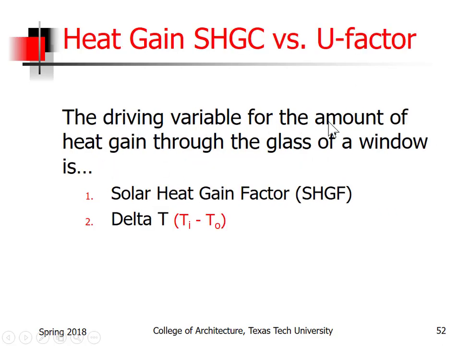The driving variable for the amount of heat gain through the glass of the window is, okay, so what's the driving variable for the amount of heat gain? The key is heat gain through the glass. So energy that's passing through the glass of a window, is the driving force the solar heat gain factor, or is it the delta T? And you should be able to answer those questions. Thank you.